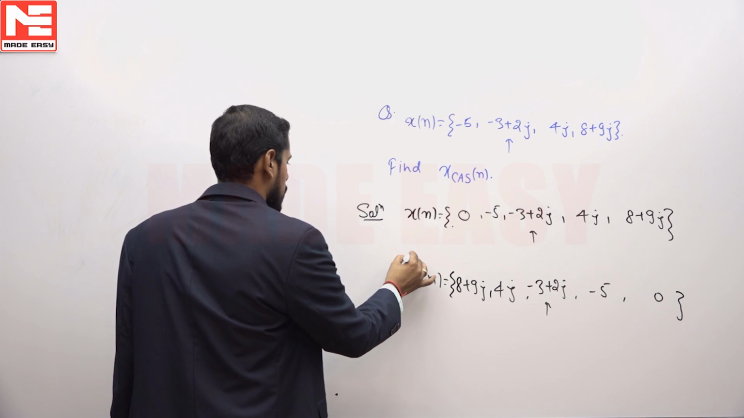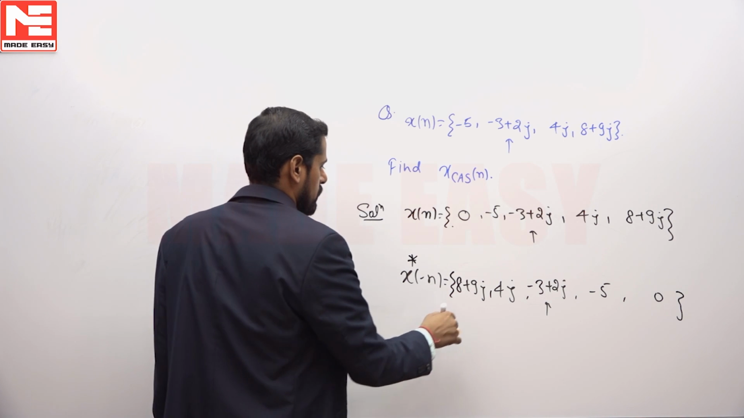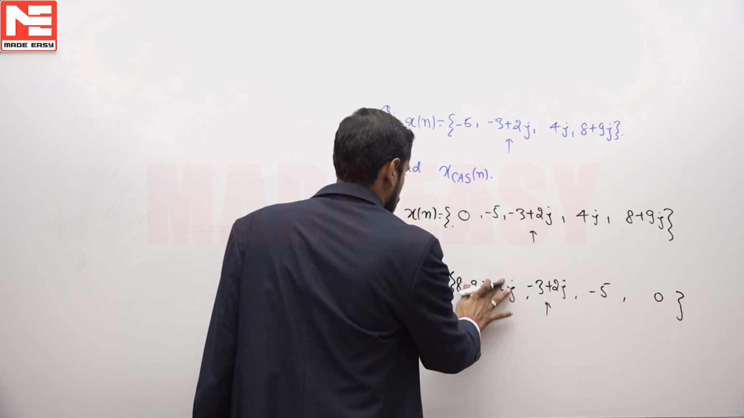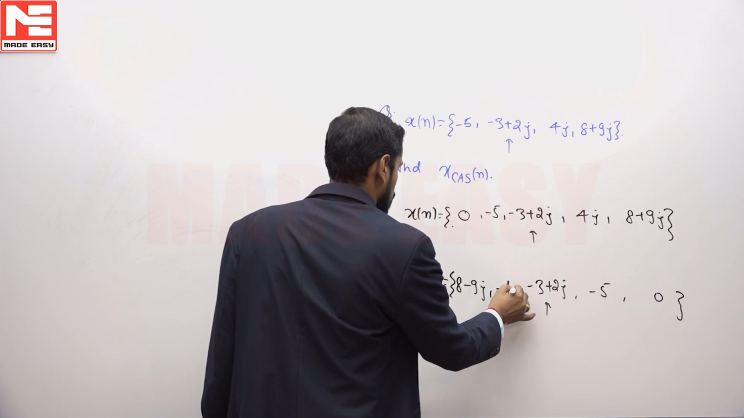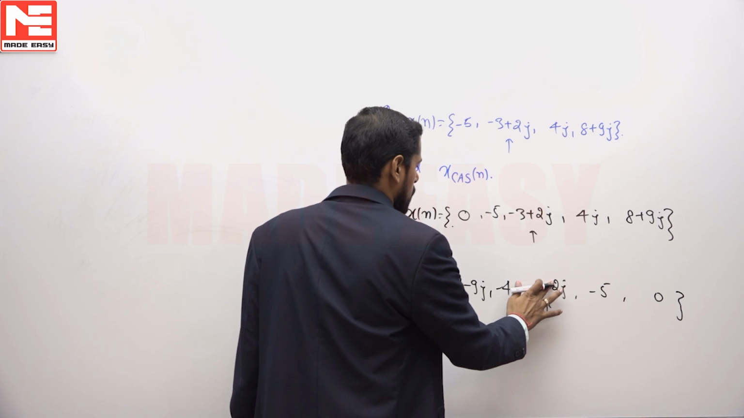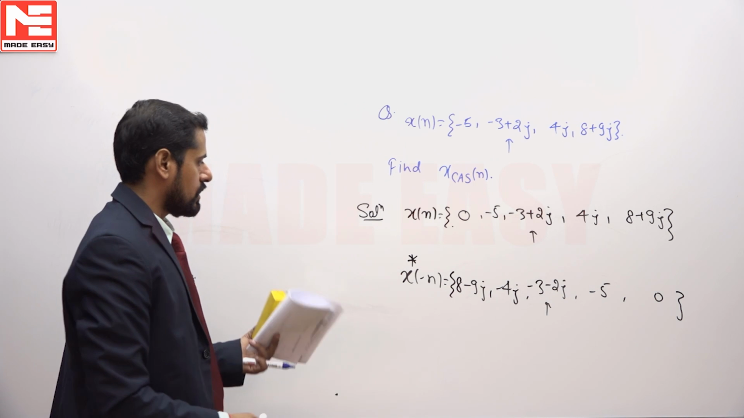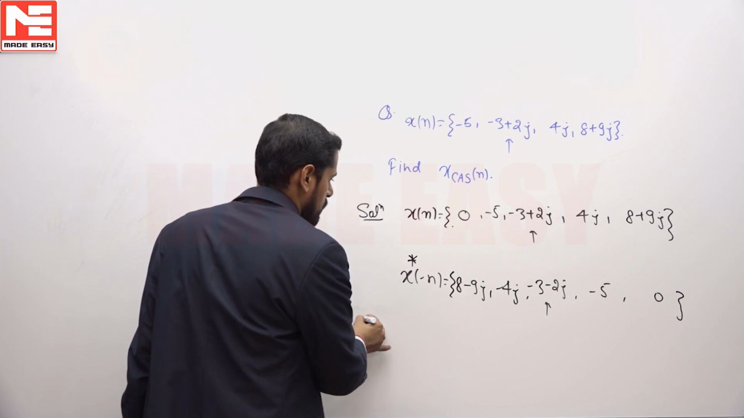Now we will apply the conjugate operator. Because of the conjugate operator, j will be replaced by -j. So we can write it in this way. The first sample will be -4j, the next sample will be 3 minus 2j, the next sample 5, and the last sample will be 0. Now we have obtained these two signals.